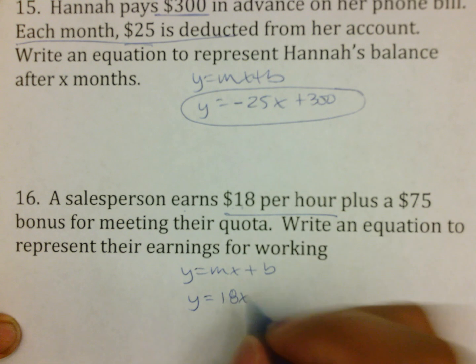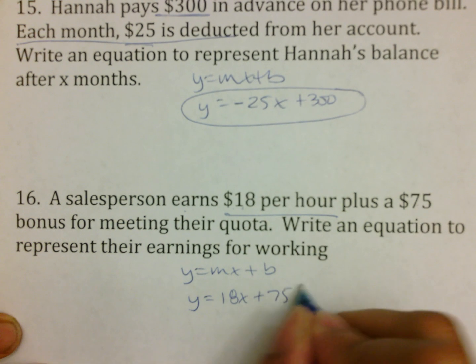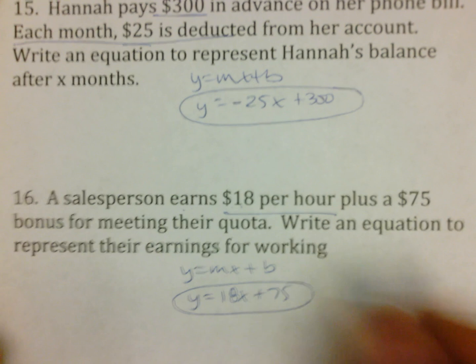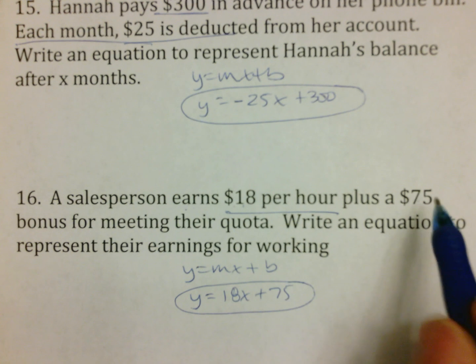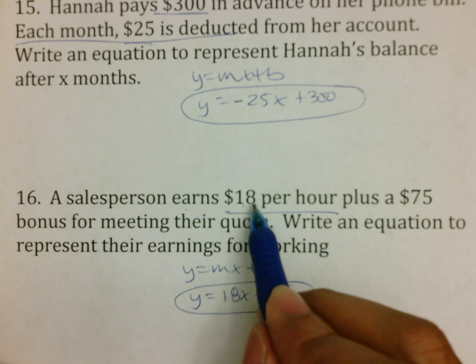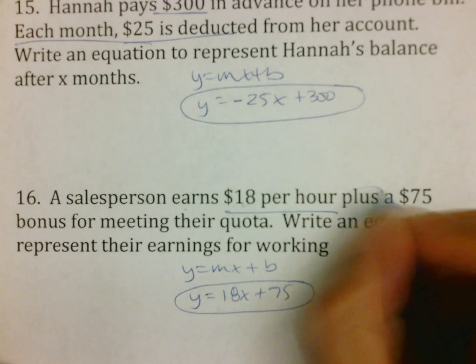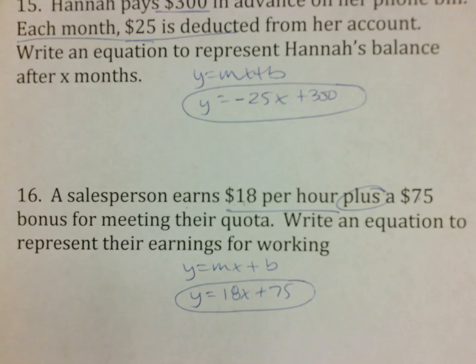And then the $75 bonus is what you get extra. Now that's not really a starting point, but it even says in here 18 per hour, which is your 18 times x, plus 75, which is exactly what you see whenever you read that question. All right.